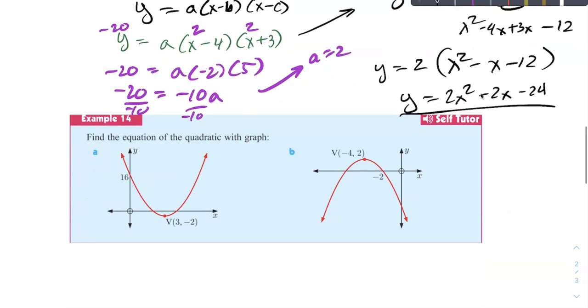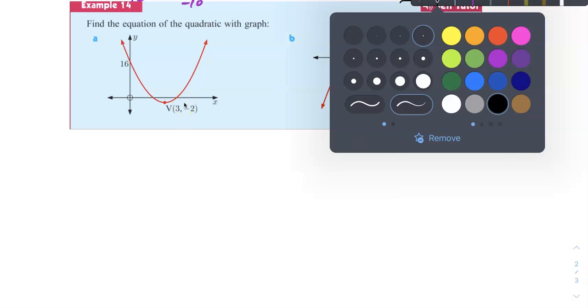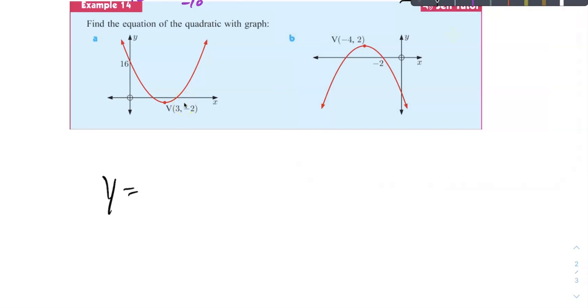Okay, the next set, they want us to write the equation. Same question, write the equation of the quadratic, but this time they give us the vertex. Since they give us the vertex, we're going to use the vertex equation, like that. And then plug in what you know.